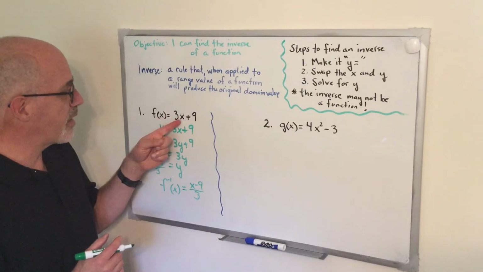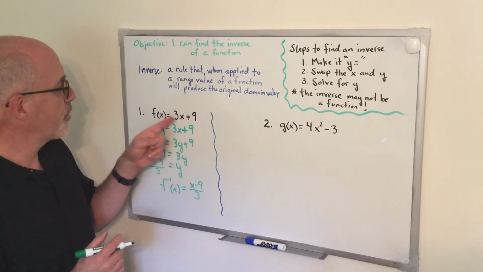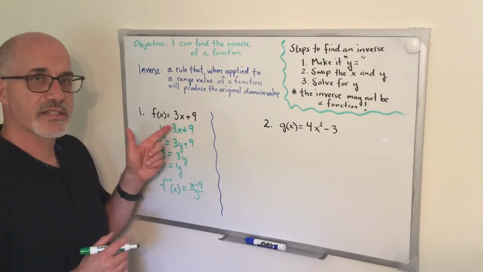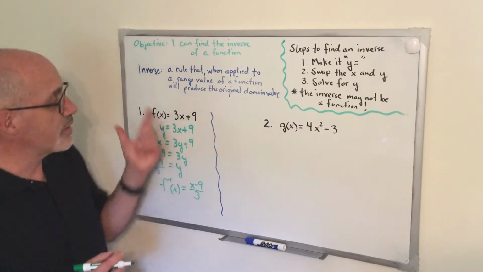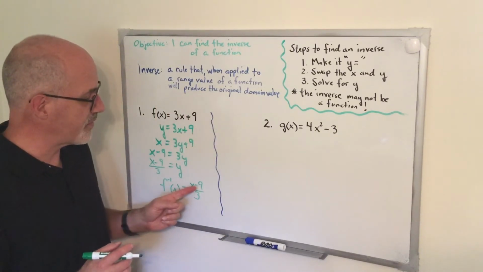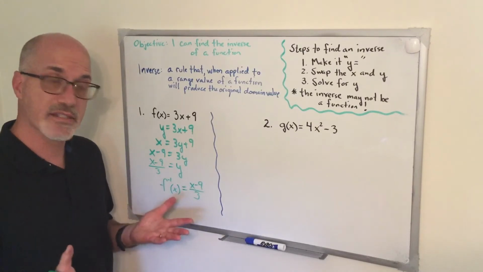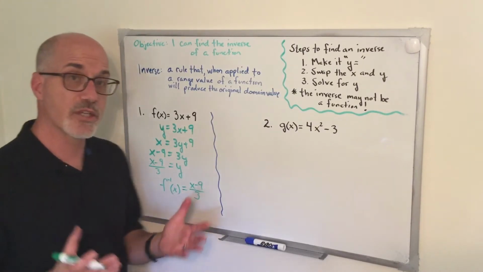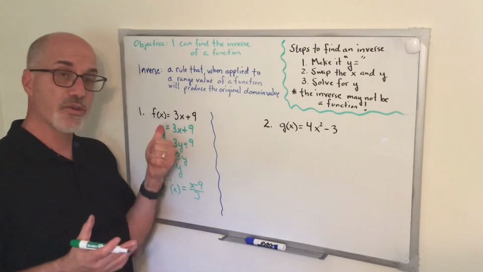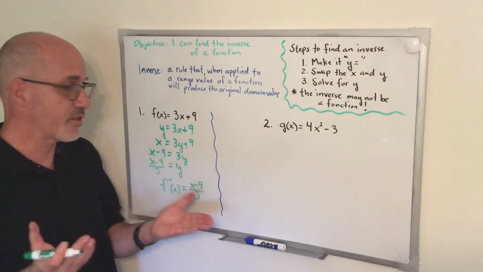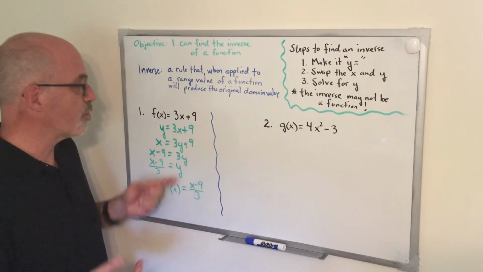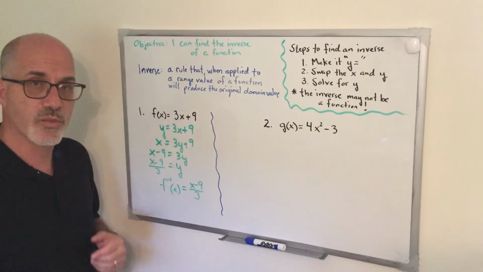So we're going to try a number. Let's put in 2 here. Put in 2 and you get 3 times 2 is 6. 6 plus 9 is 15. Now let's put that result, 15, into this. 15 minus 9 gives me 6. 6 divided by 3 is equal to 2. The original domain value is now coming out of that inverse. Those two are inverses. This inverse rule will undo what this original rule did.